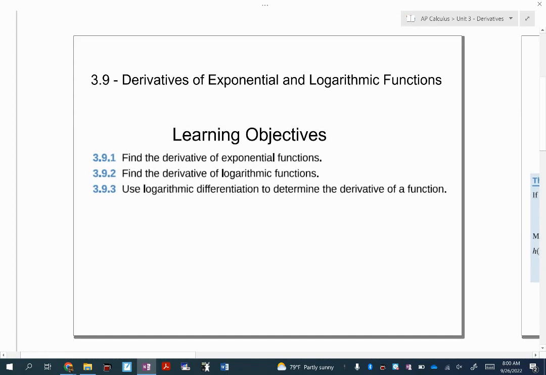So we're going to go through some of these again with the formula quiz / test, whatever you want to call it. That's really going to be the key thing to have yourself in a position to be successful on these. So you've got your objectives here: finding derivatives of exponential functions, log functions, and then using log differentiation to determine the derivative of a function.